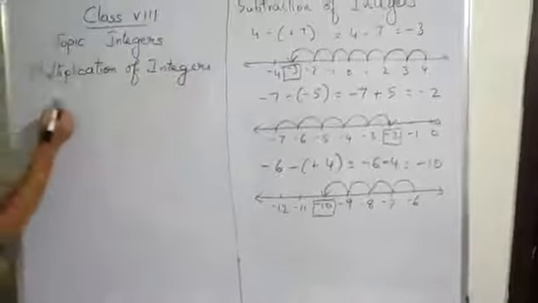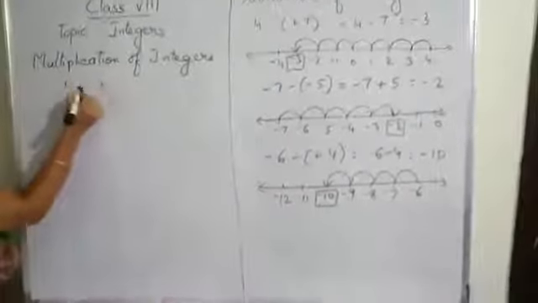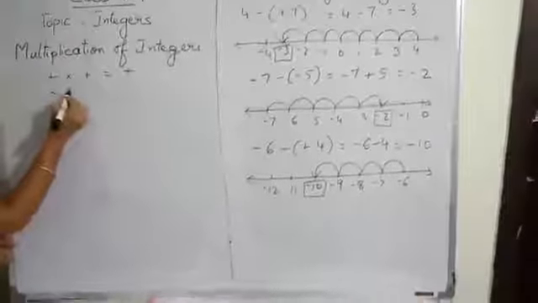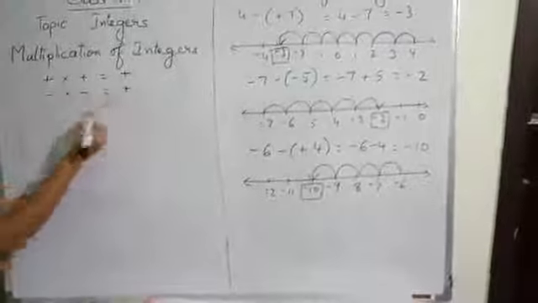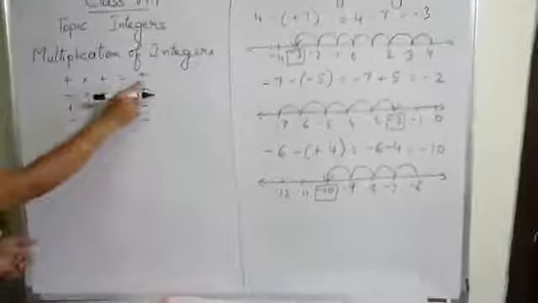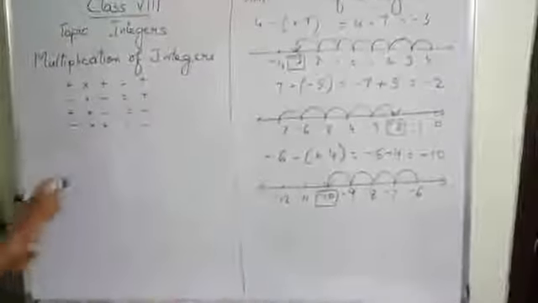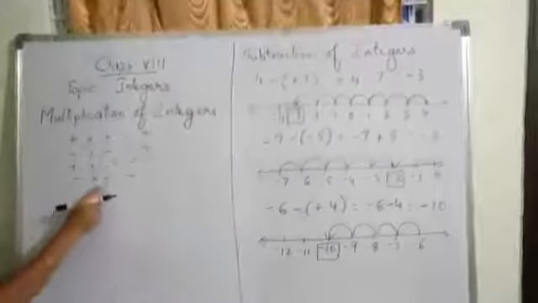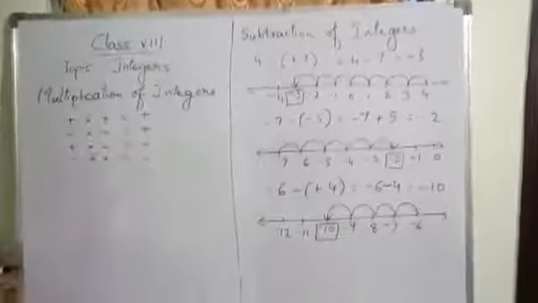Here you have to remember, two positive numbers when you multiply you get a positive answer. Two negative numbers when you multiply you get a positive. And plus into minus, one positive and negative gives you a negative. Minus into plus gives you minus. So positive into positive gives you a positive number. Negative into negative gives you a positive number. Positive into negative gives you a negative number. And negative into positive gives you a negative number.